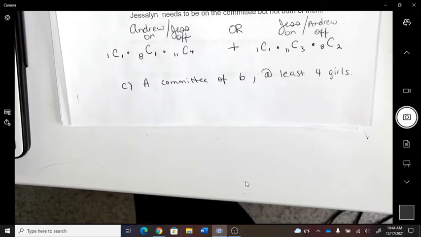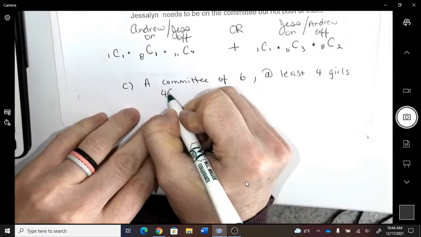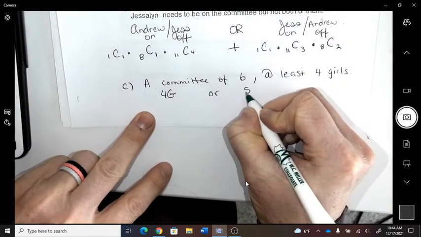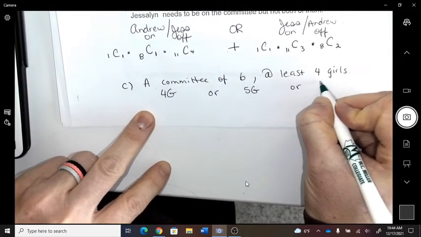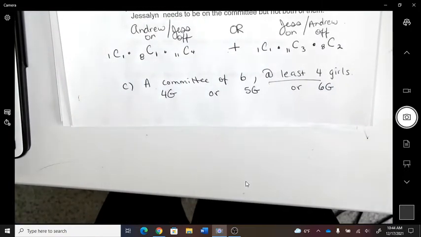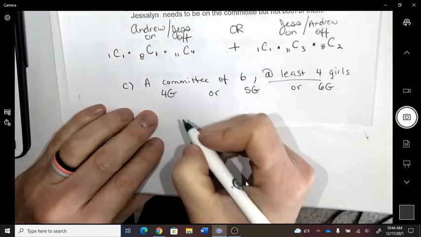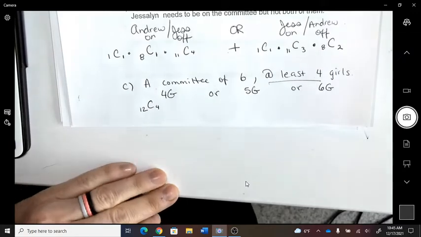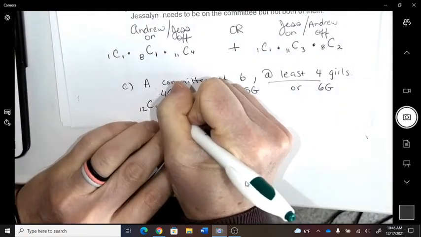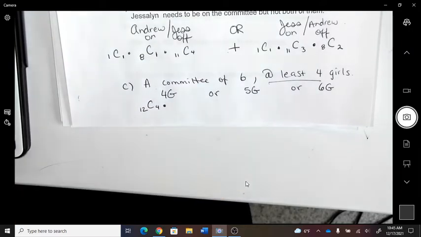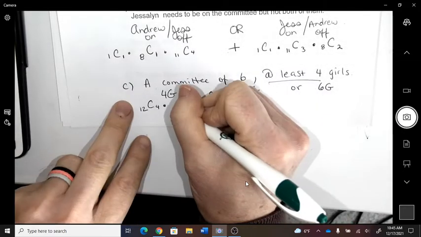So this is a scenario, right? We could have 4 girls, or what else could have been possible? 5 girls, or 6 girls. So when you see that word at least, it's not just 4, you have to do at least 4. So if I did 4 girls, then I'm going to go 12 choose 4. And what else would I need on that committee? If there was 4 girls, I would still need 2 boys.